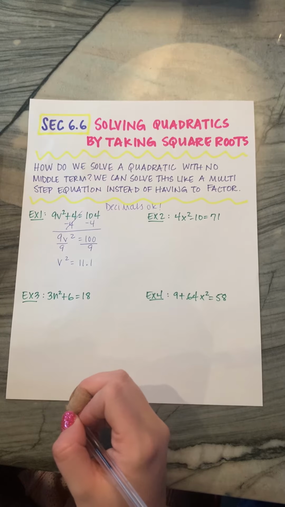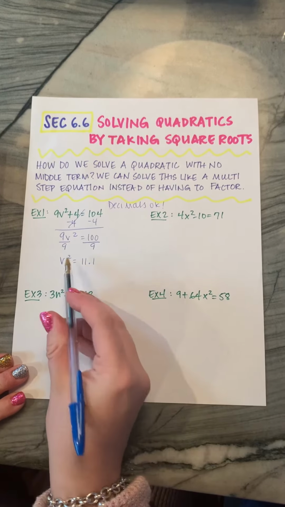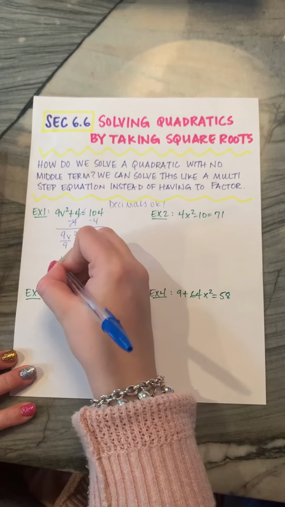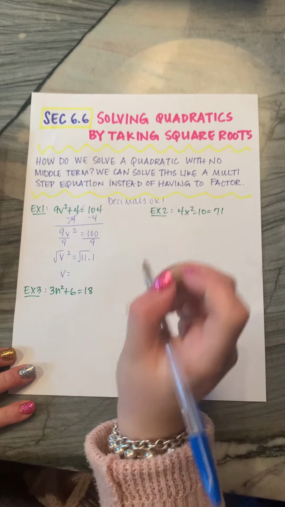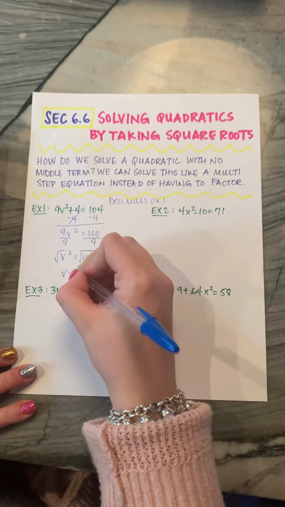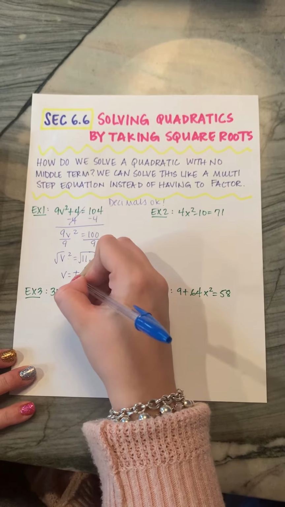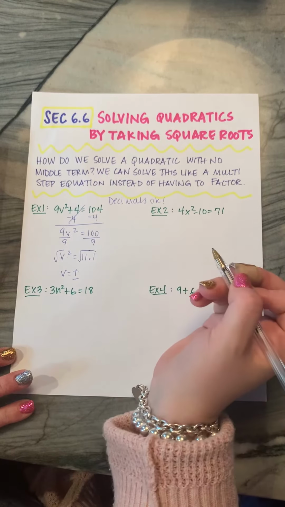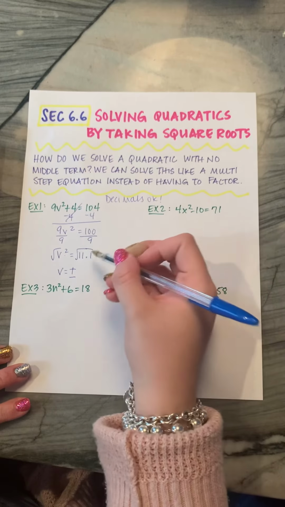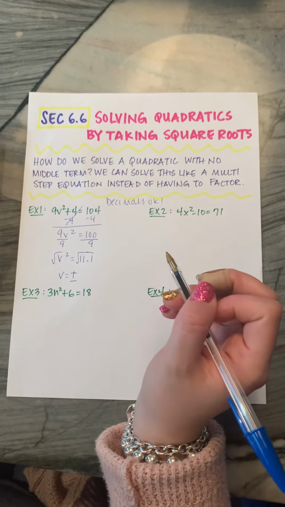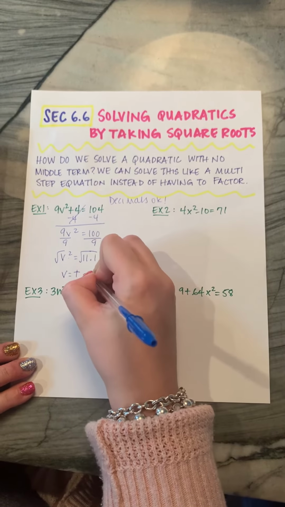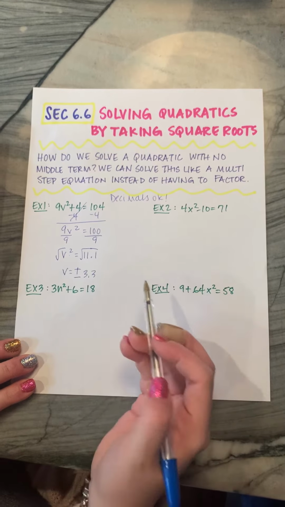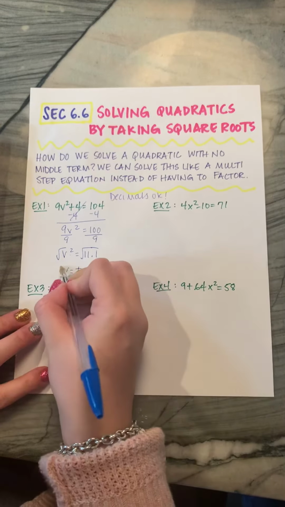And then the very last thing you should do is to get rid of an exponent, we do the opposite, which is to take the square root. And then the new part for this is the square root of any number always has two answers, a positive and a negative of whatever this number happens to be. So just put plus and minus in front of all of your answers. So the square root of 11.1 is 3.3. So our answer is positive 3.3 and negative 3.3.